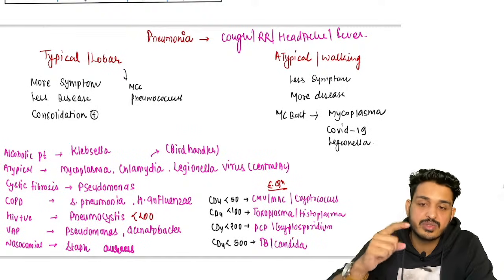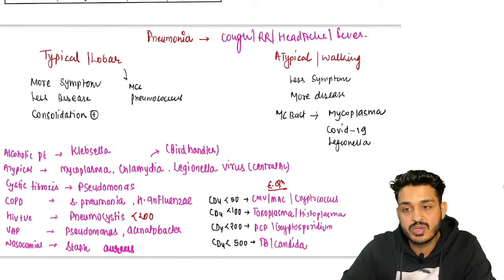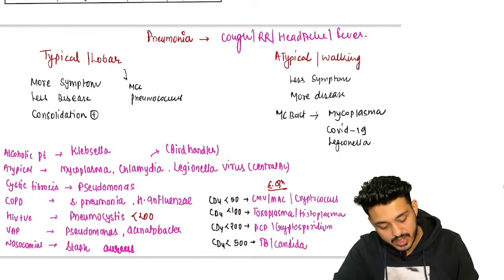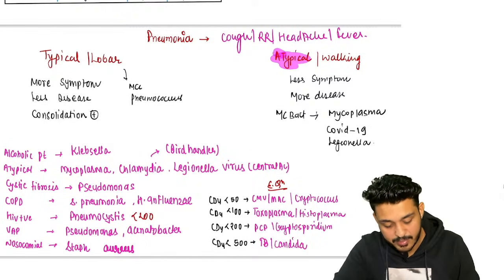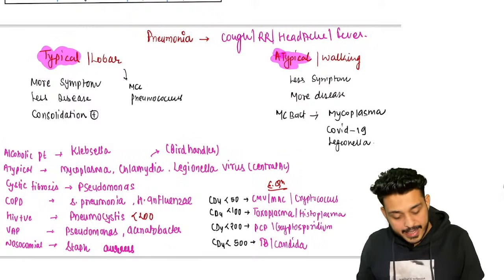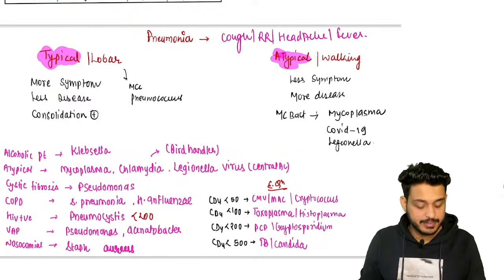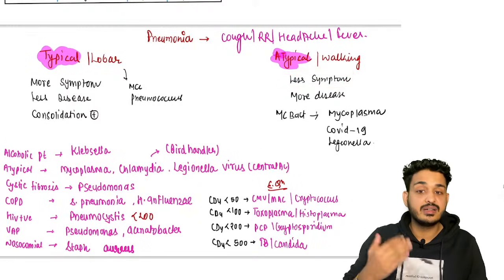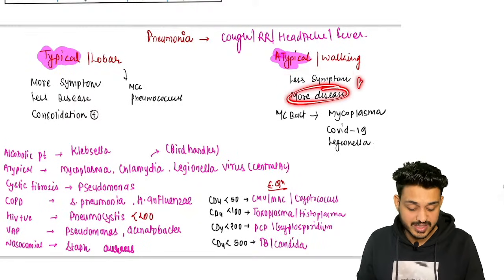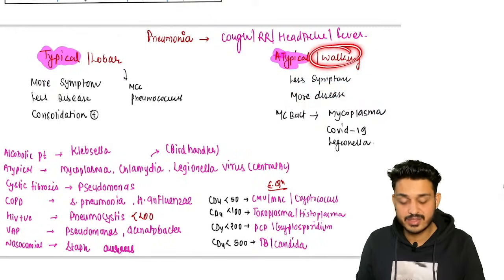You see CSF, you think about what? Meningitis. You see cough in the patient, you think about what? Pneumonia, right? There are two important types of pneumonia that you have to remember. One is typical or lobar pneumonia, where you will have involvement of a lobe. The other is atypical pneumonia, also known as walking pneumonia. Walking means the patient will have fewer symptoms and the disease will be more. So if you go for an HRCT scan, you will find 60% of the lungs are damaged, right? This is known as walking pneumonia.